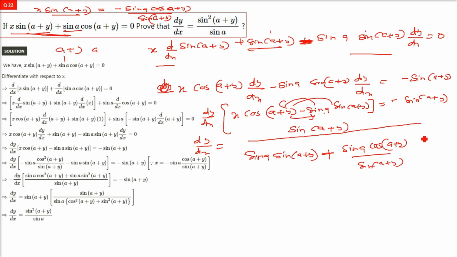Okay, and there was cos(a + y) already there. We have just replaced the x. So this cos(a + y) will remain like that.